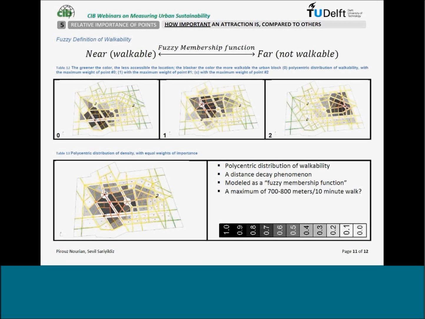And we see a distance decay phenomenon, which is geographically very important, sometimes referred to as the first law of geography: that things are all related to one another, but things which are closer are more related. This is modeled as a fuzzy membership function. And you can also see that effect that some authors are referring to as 700, 800 meters or 10 minutes of walk as the maximum range of a neighborhood.